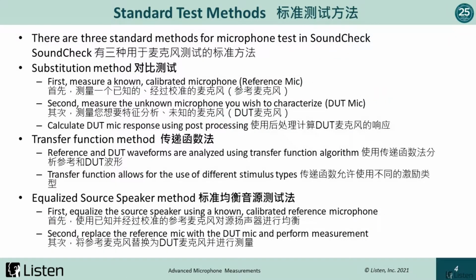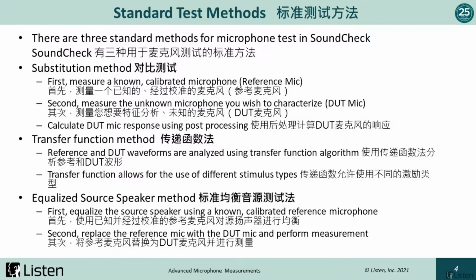Let's go back over to our presentation slides and talk a little bit about the third method, which is the equalized source speaker method. So what we're going to do here is use the reference mic to equalize the source speaker. And there's a calibration sequence for that in SoundCheck that I'm going to demonstrate to you momentarily. And then once the mouth is equalized, we will use that to measure the DUT mic.